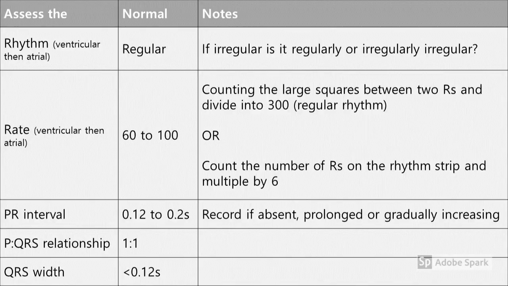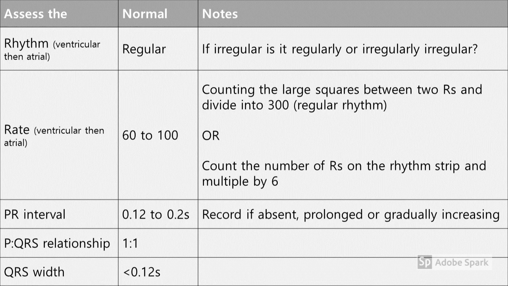You then want to check the rate. If you have a regular rhythm, it's often a little bit easier. You can count the number of large squares between 2 of the R waves and divide that number into 300. Alternatively, if it's an irregular rhythm, or even if it's a regular rhythm, you can just count the number of R waves on the rhythm strip and times that number by 6, an entire rhythm strip being 10 seconds.